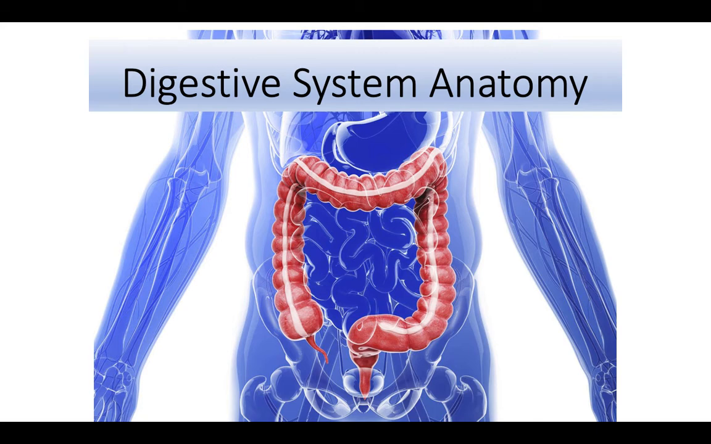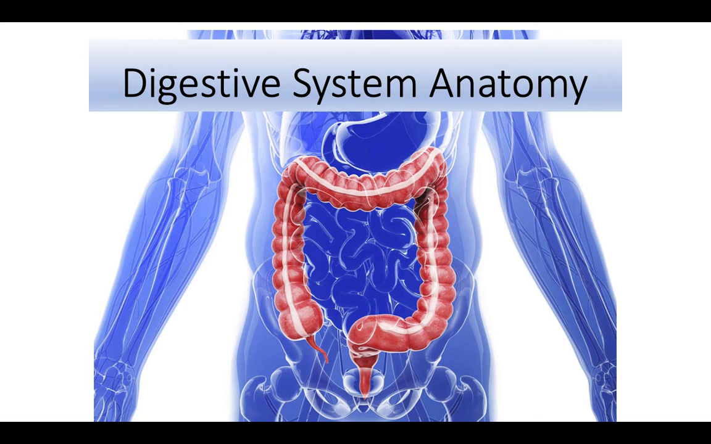The main function, obviously, of the digestive system is to convert food into a form of energy that the body can use. It's going to do that by digesting food, dissolving it, dividing it into its simpler parts, and then absorbing those simpler parts and distributing them throughout the body via the bloodstream. So that's a main function of the digestive system.